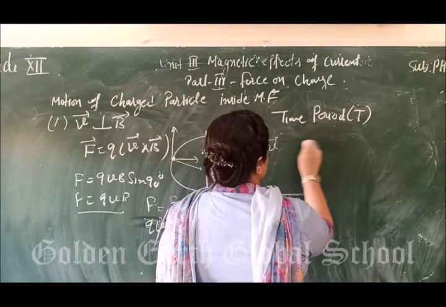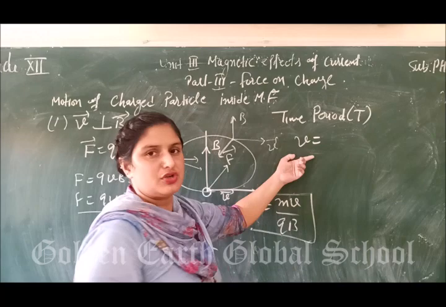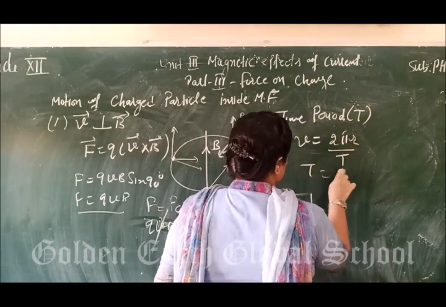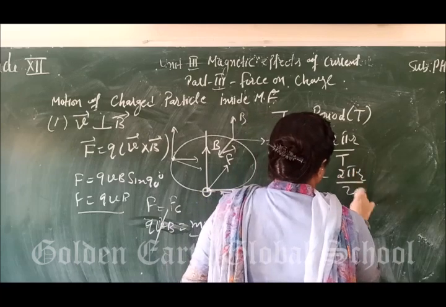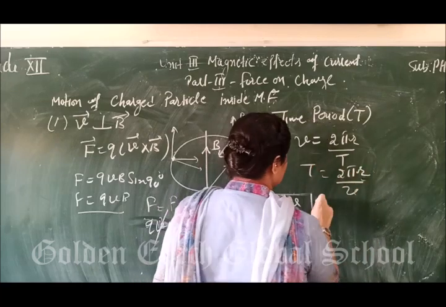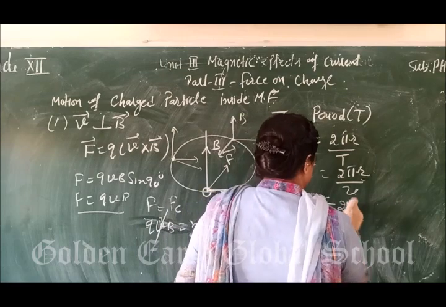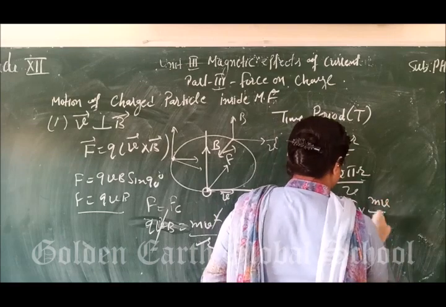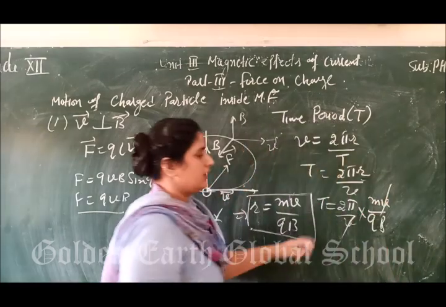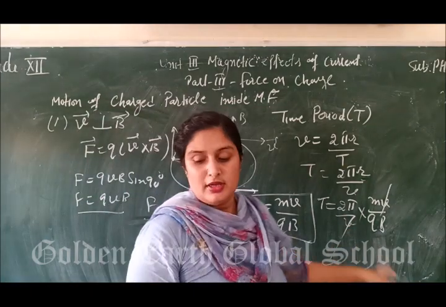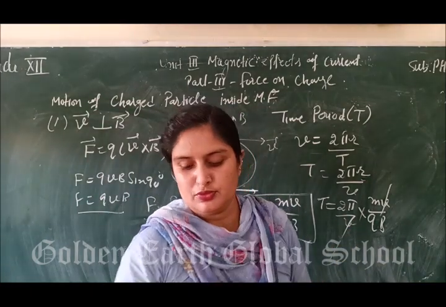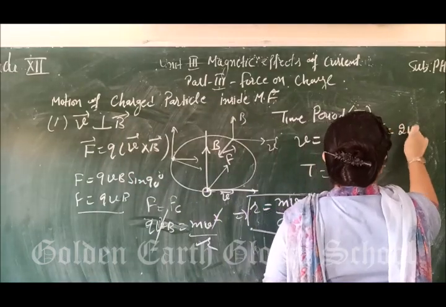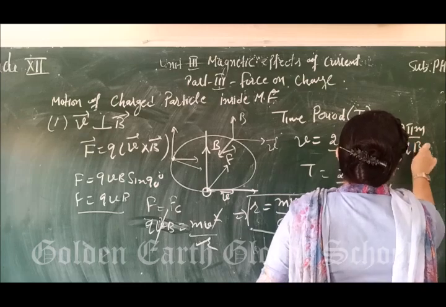So time period, as we wrote in the definition of velocity, is 2 pi r upon t. From this, t will be 2 pi r upon v. Put the value of r here. So t will be equal to 2 pi upon v into mv upon qB. v cancels, so t will be 2 pi m upon qB. So the time period t is 2 pi m upon qB.